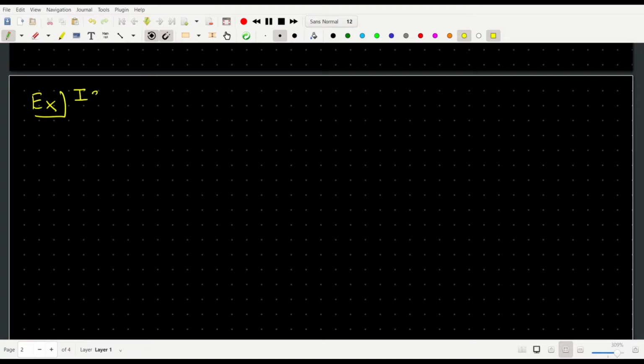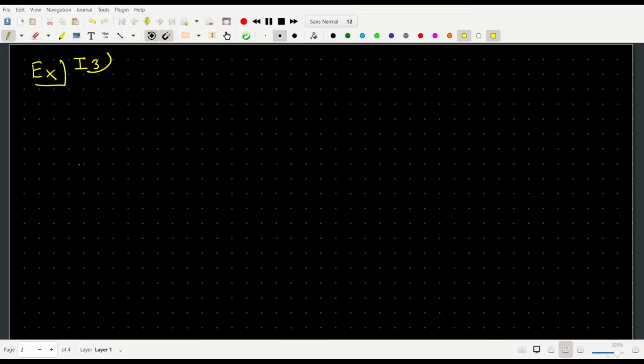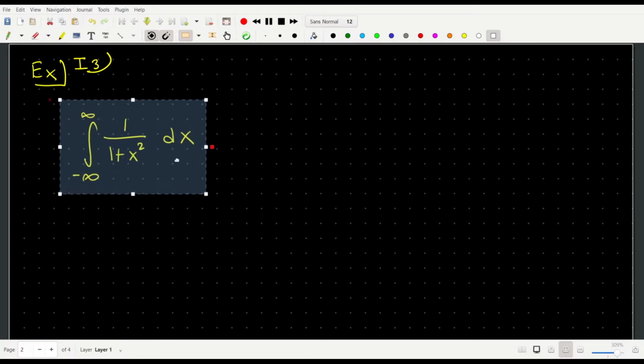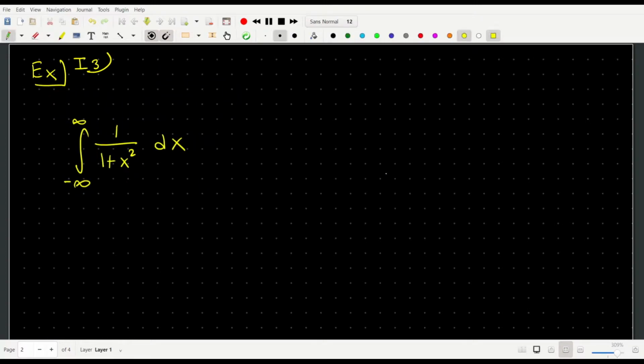So for the first example that we'll consider, I'm going to consider the improper integral of the function 1 over 1 plus x squared from negative infinity to positive infinity. And this is an improper integral of type 1 subtype 3. So both the endpoints are going to infinity. And we want to go through and figure out how to evaluate this.